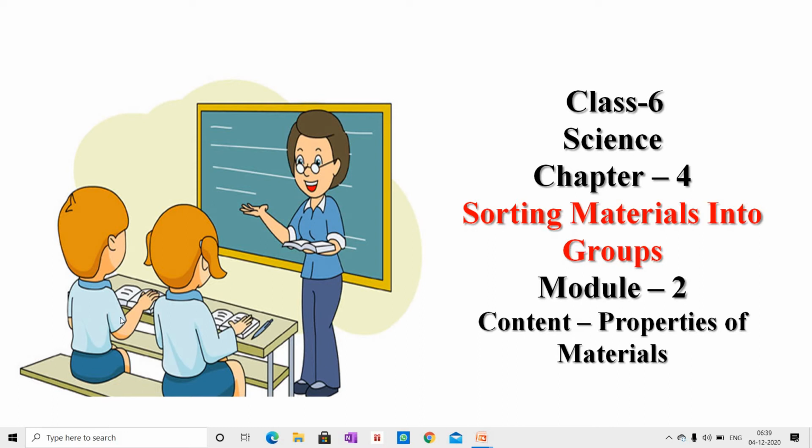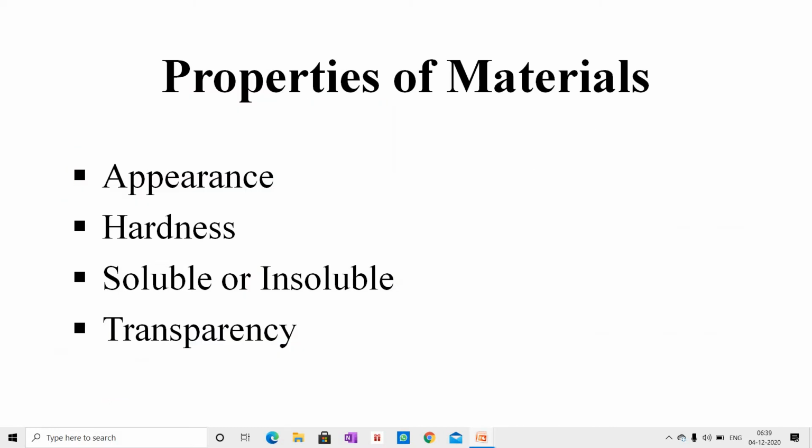Today, we will learn about properties of materials. Students, in this chapter, we will learn about appearance, hardness, soluble or insoluble, transparency. So, let us start.